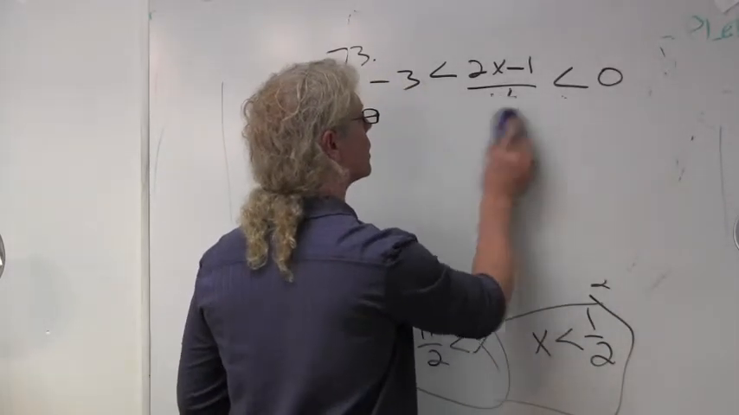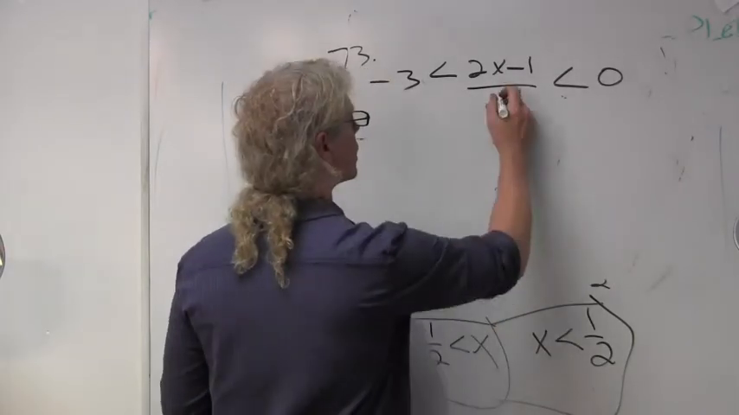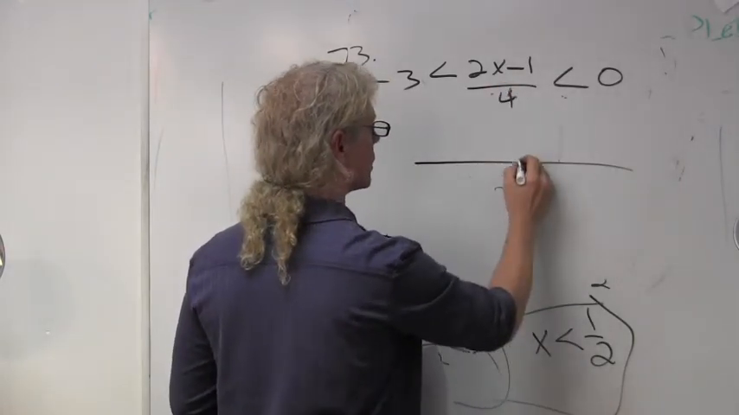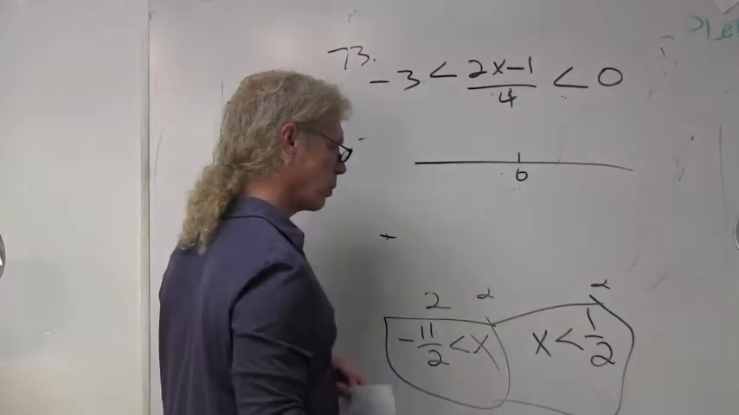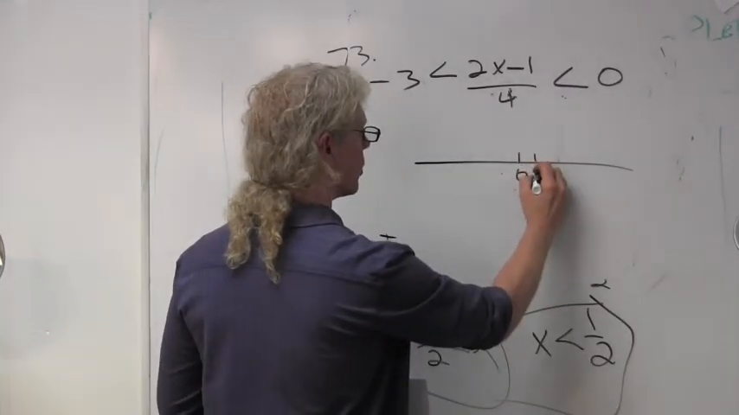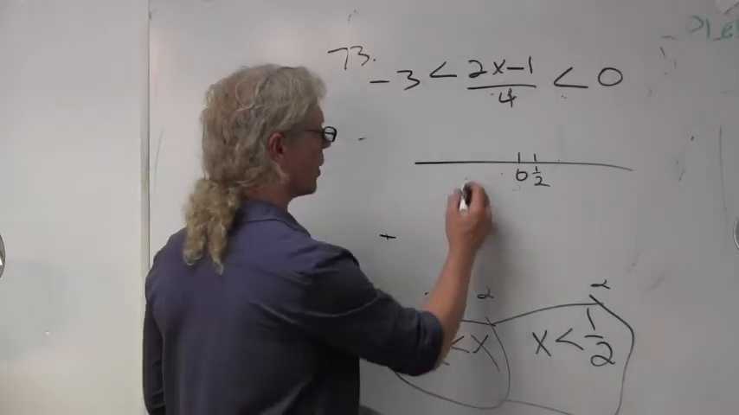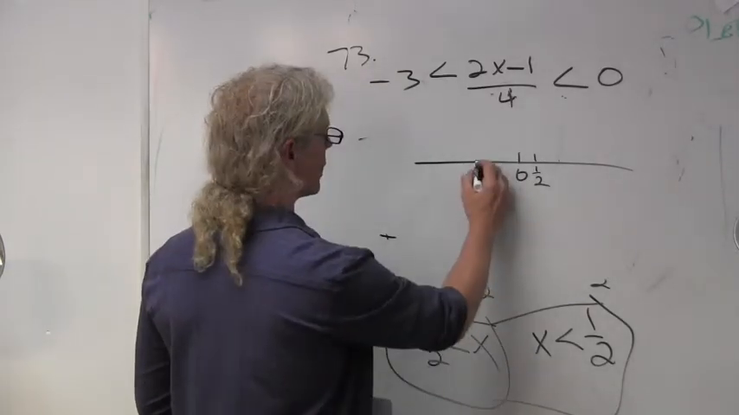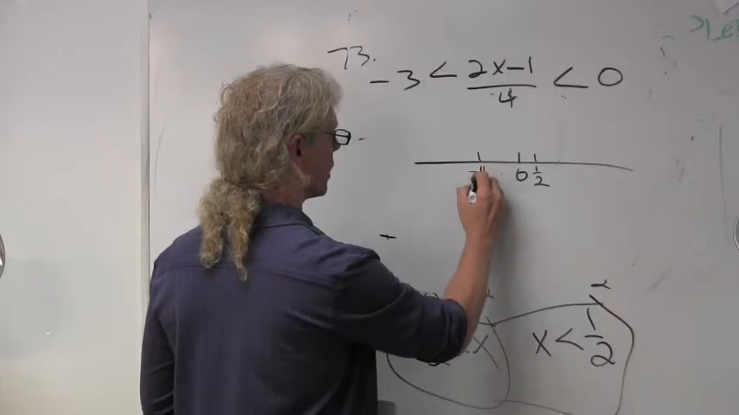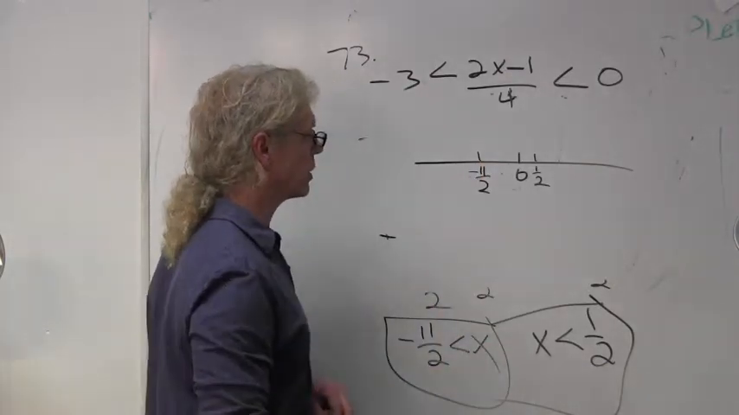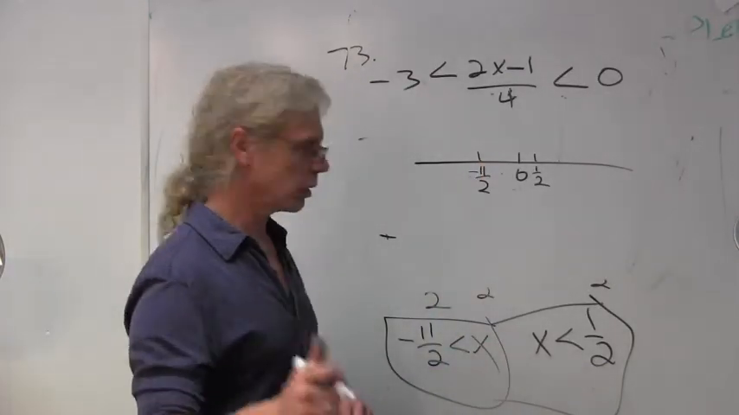We will then draw our number line. There's 0. I'm looking for 1/2. We'll call that 1/2 there. Minus 11/2 is a little over 5. We'll stick that down there. This is not to scale, obviously, but for our purposes, close enough.